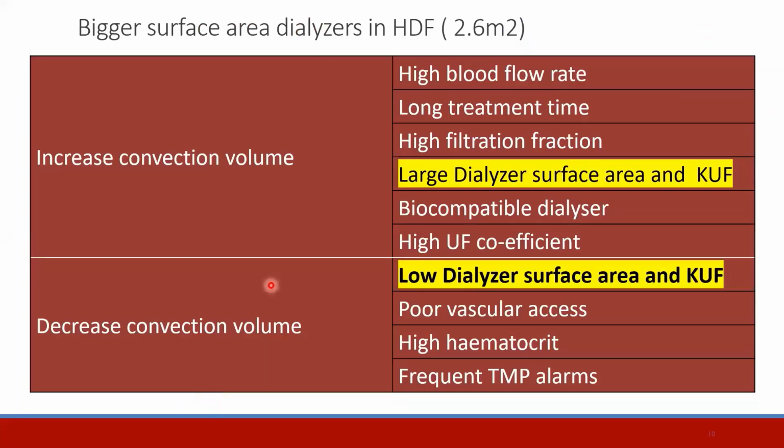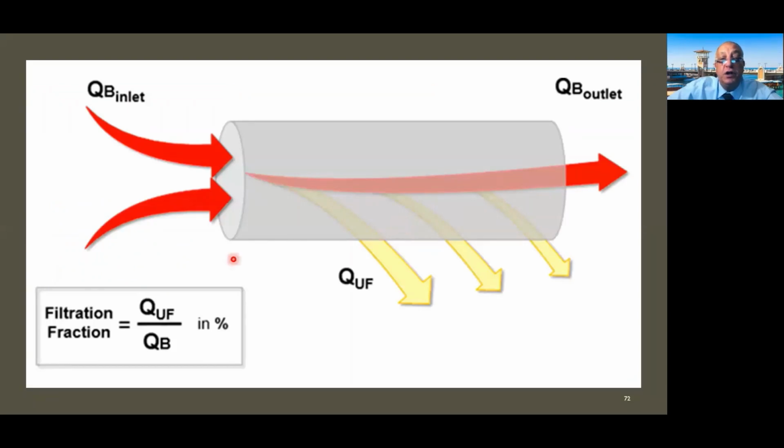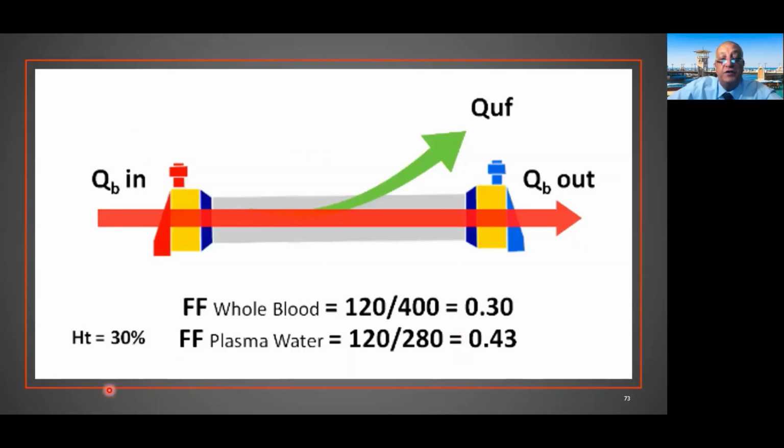So bigger surface area dialyzers are now in the field, up to 2.6 square meters surface area, increasing the convection volume. Larger dialyzer surface area and higher KUF are now considered ideal for hemodiafiltration, while decreased convection volume could be related to low dialyzer surface area and ultrafiltration. What is our experience with hemodiafiltration? We understand the filtration fraction, though it's out of the scope of this talk, but we need higher filtration fraction and higher blood flow with a perfect sieving coefficient of the dialysis membrane.